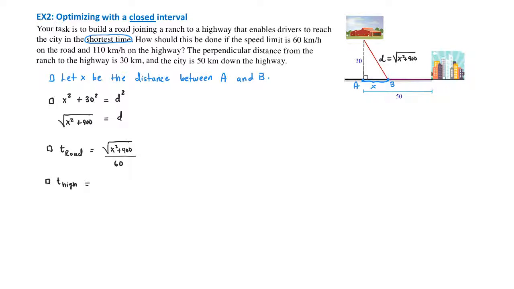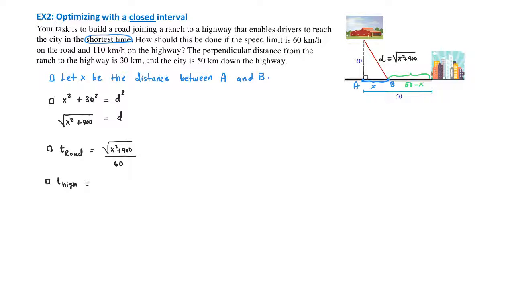So the distance traveled along the highway, let's think about it. The distance that we're looking at is this distance right here. I'm going to be using green. That distance is going to be 50 minus x. So this is the distance that it takes to travel along the highway.